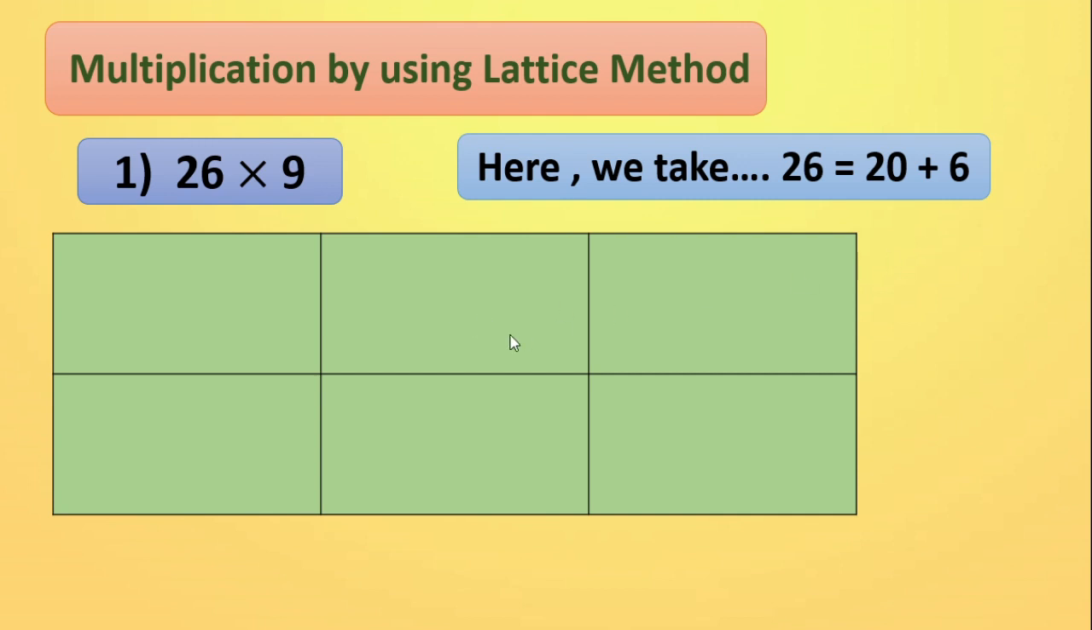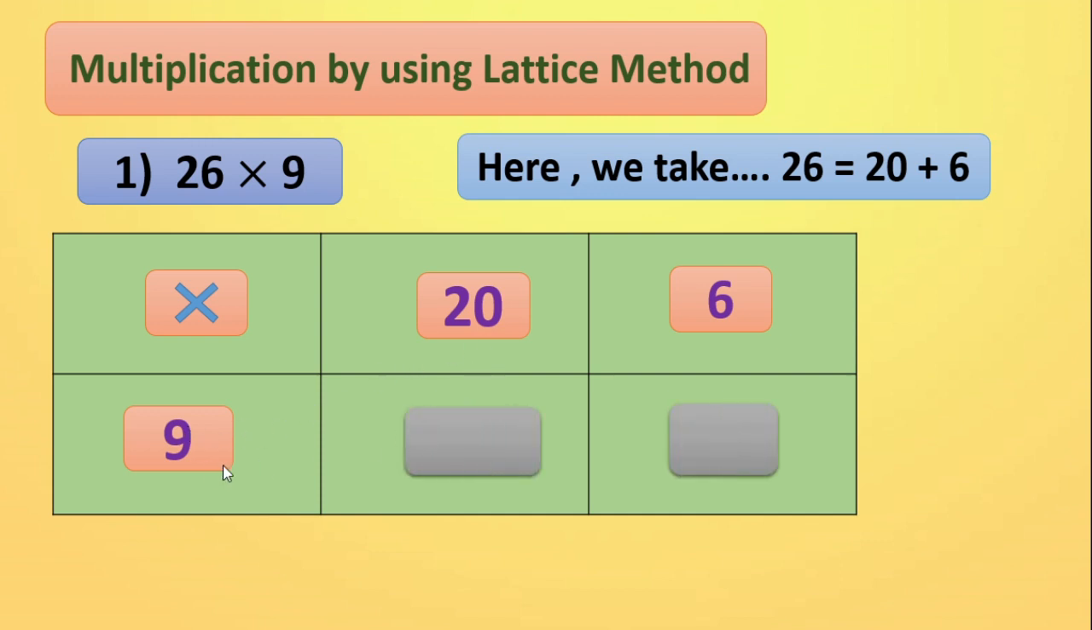Here we will write 20 and 6. Okay, here multiply by 9. So 9 we will write here and the multiplication sign. Got this? Did you remember? This we have done already in the first term. Okay, now we will find out the answers for these numbers.